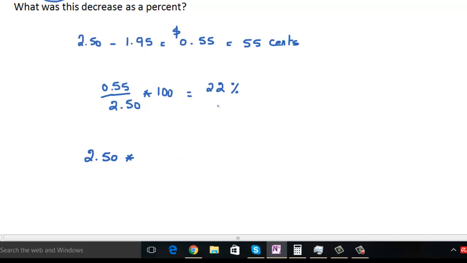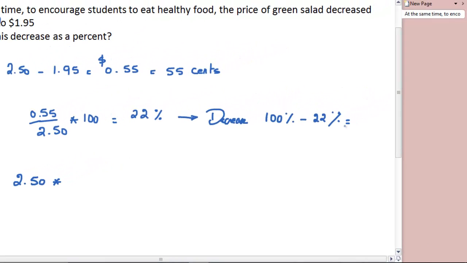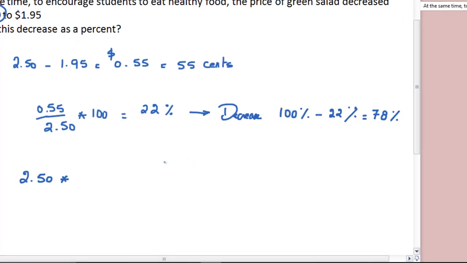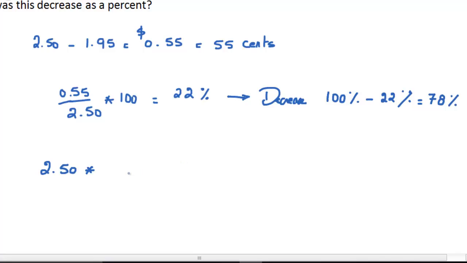What is the meaning of a decrease of 22%? That means I have 100% minus 22%. This is a decrease, so in this case it's going to be the difference, 78%, because 78 and 22 equal 100. So 78% remains. That means I will multiply $2.50 by 0.78.